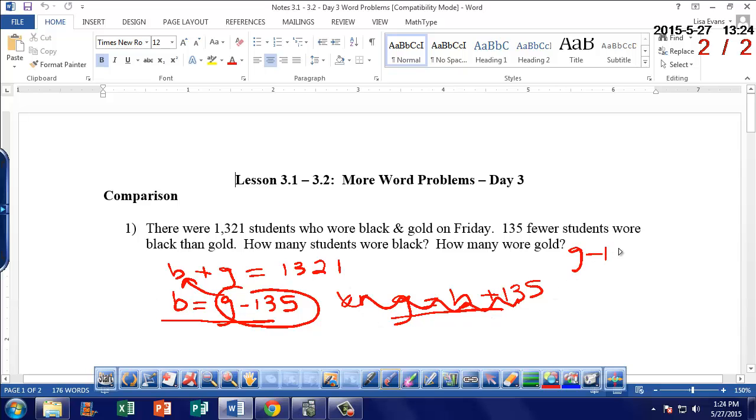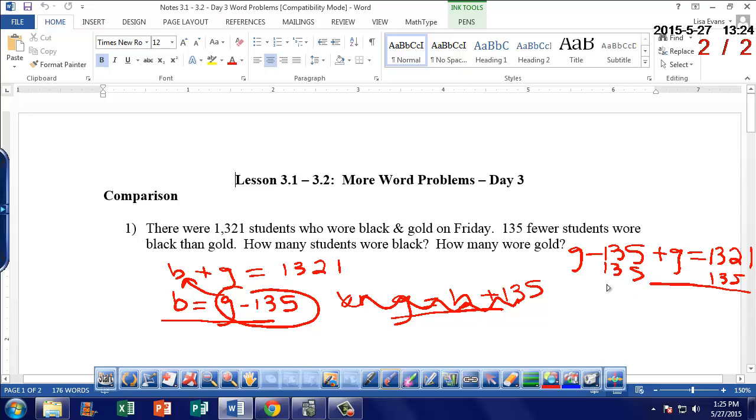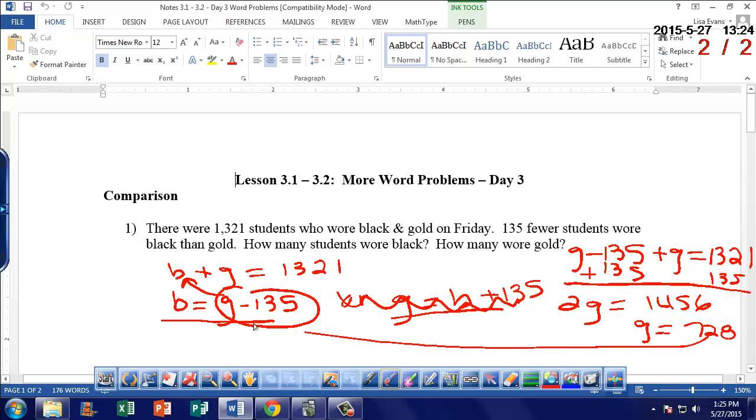So I get G minus 135 plus G equals 1,321. I'm going to add 135 to both sides and combine my two G's. So 2G equals 1,456. So the students that wore gold were 728 students. I can go ahead and plug this in here to find the students that wore black. So 593 students wore black and 728 students wore gold.